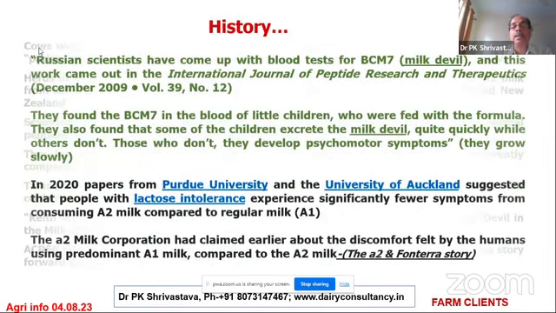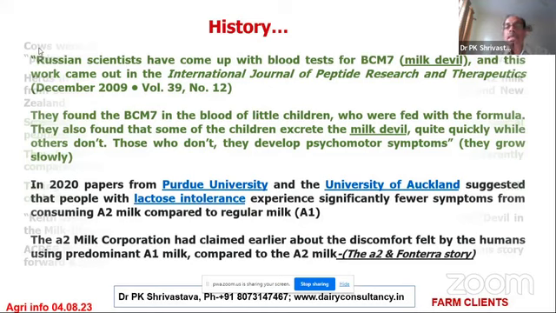Russian scientists, by that time, detected this kind of BCM. This is called beta casomorphin 7. This is the chemical which was called the milk devil. And this was isolated, detected from the blood of children. And it was proven that those children had the problem and they were having this BCM7. By 2009, it was proved that BCM7 is responsible for many of the diseases which set in during childhood.